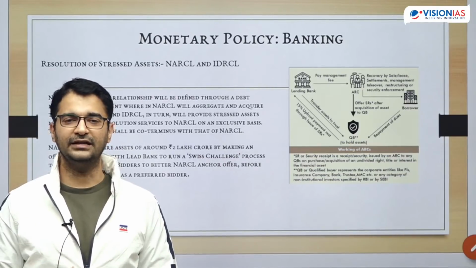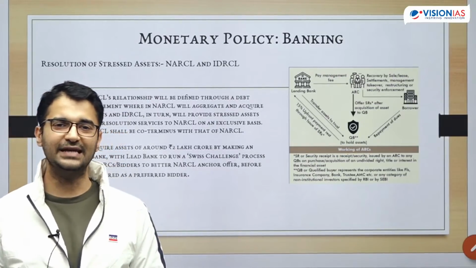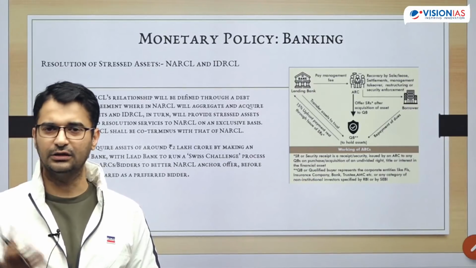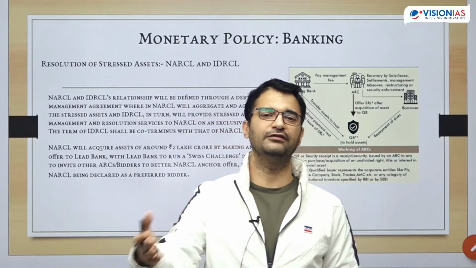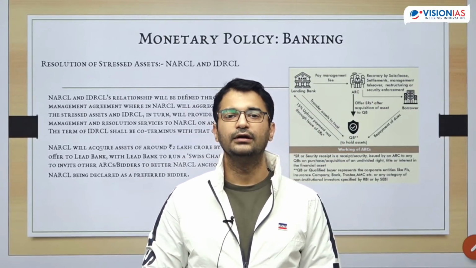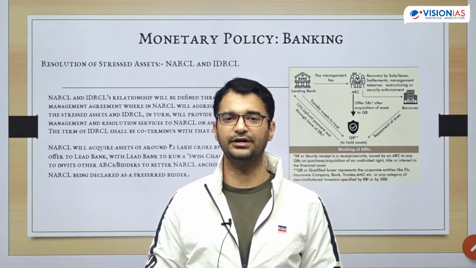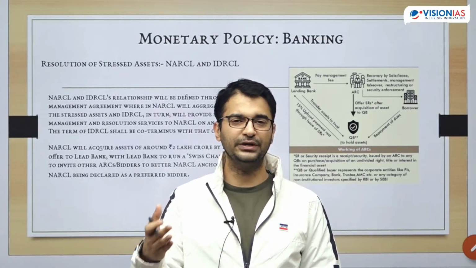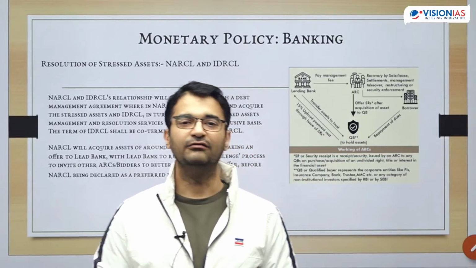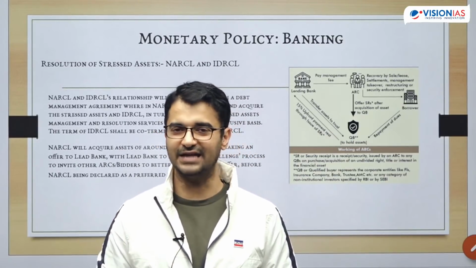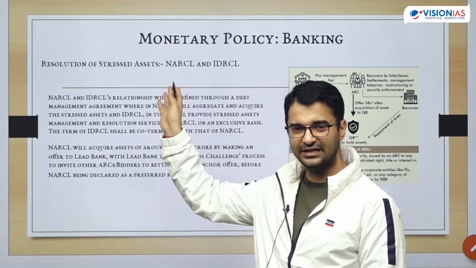When NARCL, National Asset Reconstruction Company Limited, makes an offer to the bank, again continuing with that example of 1000 crore rupees of loan given by the bank, and some ARC is offering a value of 300 crore rupees to the bank to purchase that asset, then that bank will invite bids from other ARCs as well. This is, in a way, the banks' own ARC, a joint venture of banks.